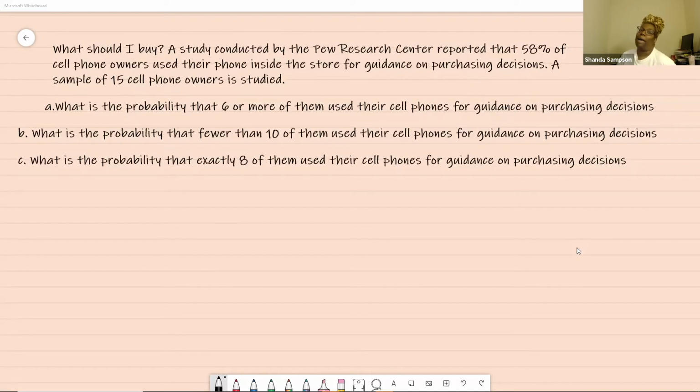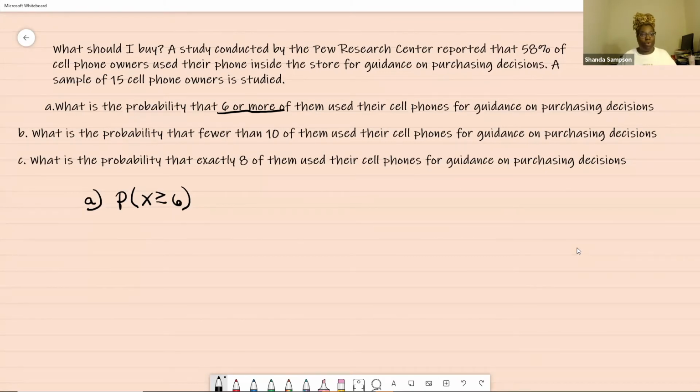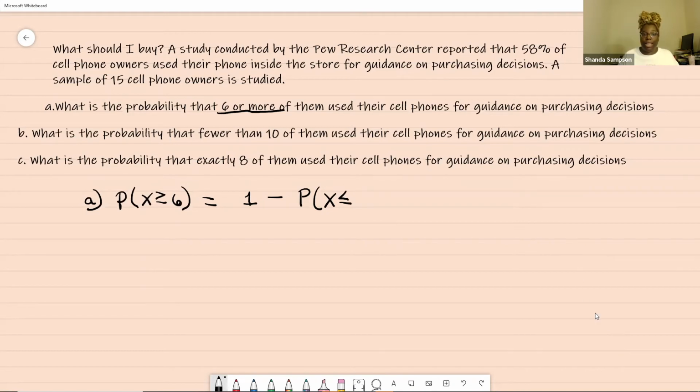So the problem says, what should I buy? Usually, I start off by reading the question, which is: what is the probability that 6 or more of them use their cell phones for guidance on purchasing decisions? They're looking for the probability that X is what? 6 or more. How do we write that? Greater than or equal to 6. So I already know what I'm looking for. I can already start the problem by saying this is going to be 1 minus the probability that X is less than or equal to 5.